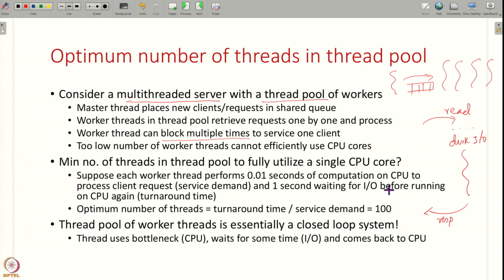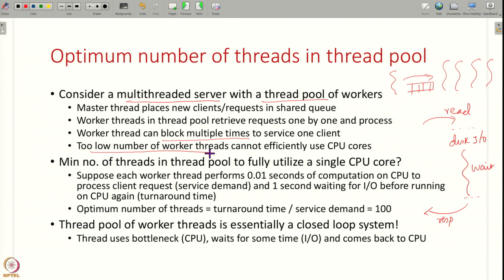So, your thread could be doing this: it could be waiting for a long time for the client, blocking for the client, then doing some more work, then maybe multiple disk IOs, multiple times blocking. So, each thread is using the CPU for some time, blocking, using the CPU for some time, blocking. So, if you had a very low number of worker threads, then what will happen? You cannot utilize all your CPU cores.